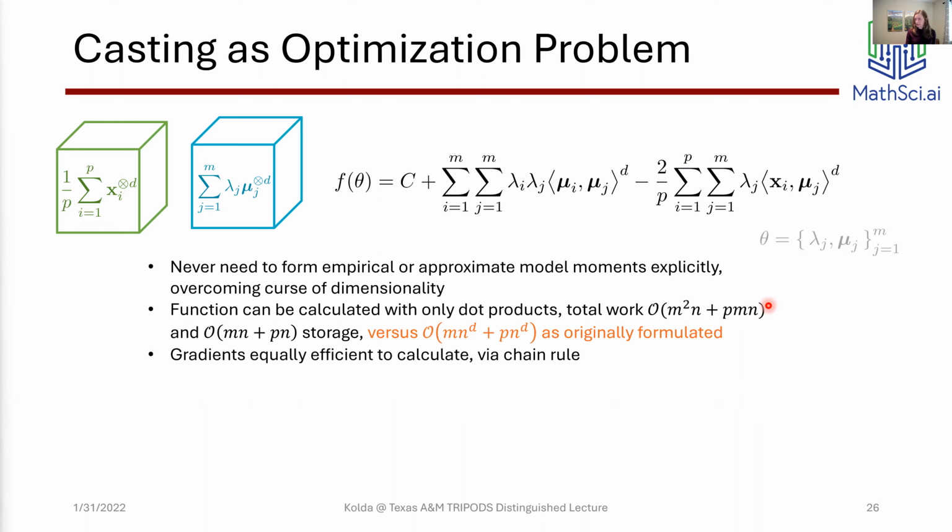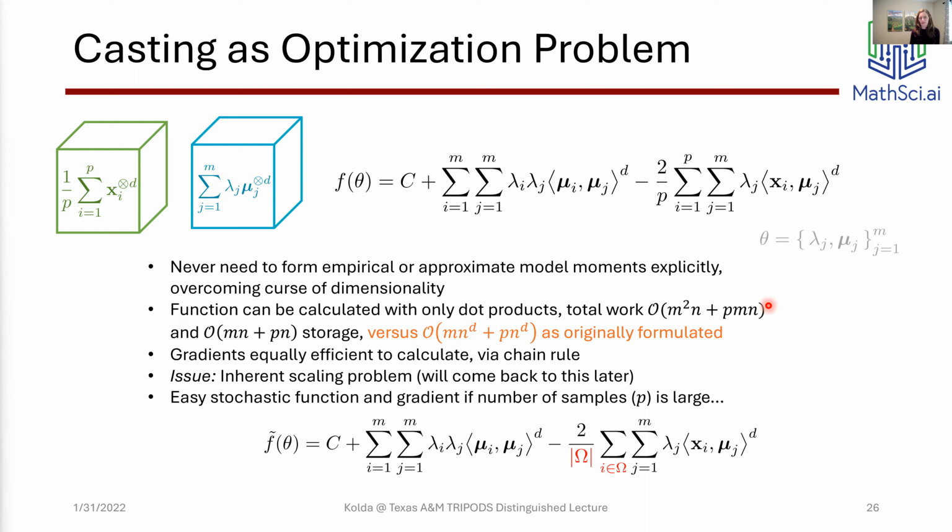The gradients can be calculated efficiently. I'm kind of just asking you to trust me on that, but hopefully it feels like that might be right. And then there's a scaling problem that I'll come back to at the end. I'll also mention that suppose your P was really big, like 1 million samples, you can't really use all of them at every iteration of your optimization method. It's very easy to do a stochastic version of the function and gradient by just taking a random subset of your data entries and using those in some weighted fashion to compute your gradient. So that's pretty straightforward.